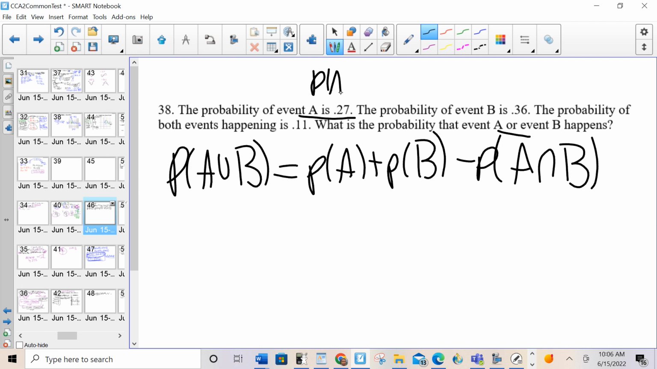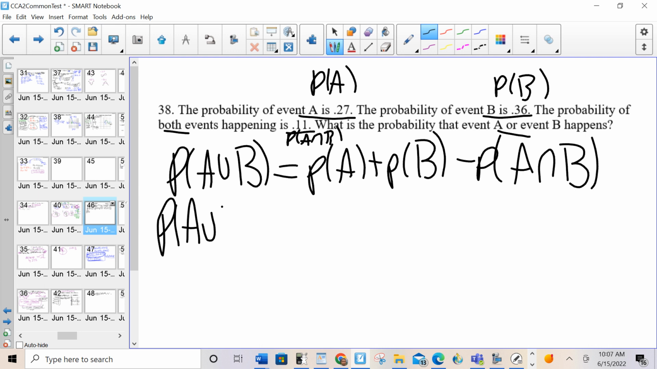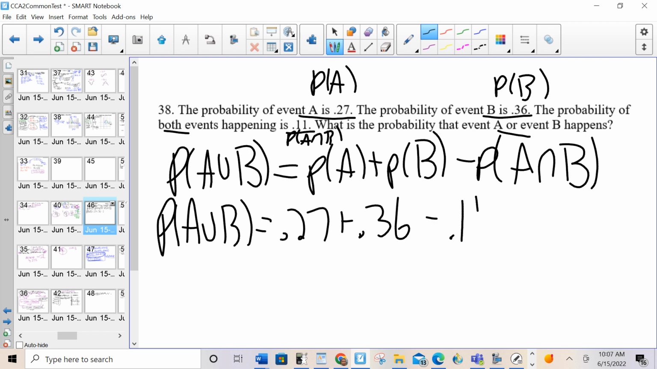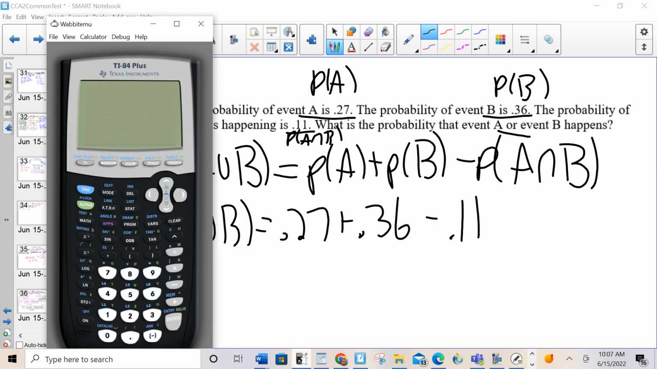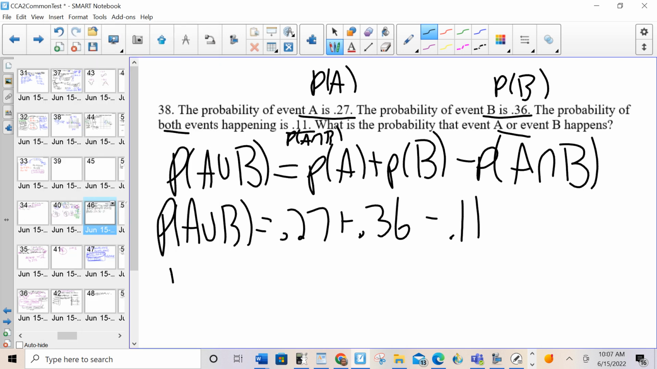Probability of A is 0.27, so that's P of A. Event B is 0.36, that's P of B. Both is another way of saying and, that's P of A and B. So P of A or B equals 0.27 plus 0.36 minus 0.11. You can just pop that into the calculator. 0.27 plus 0.36 minus 0.11 is 0.52.